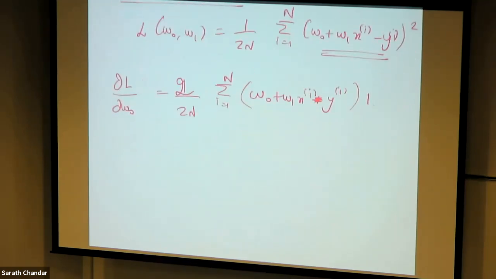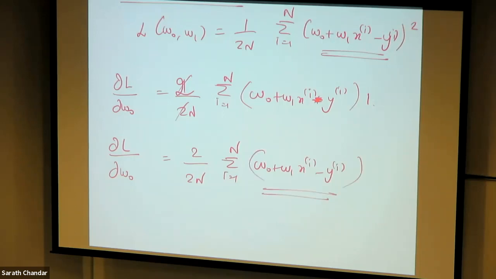Now similarly, dou L by dou W1 is given by, okay, this cancels. 2 over 2n summation over i equal to 1 to capital N, W0 plus W1 xi minus y of i. Now I differentiate this term with respect to W1. What would be the answer? Just make sure you wrote dL over dW1. So what is the differentiation of this term with respect to W1? Xi, right? So multiplied by xi.